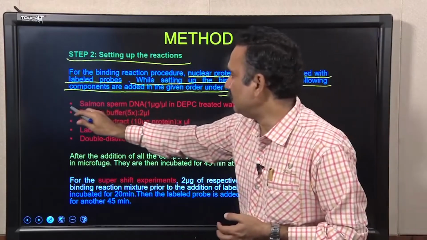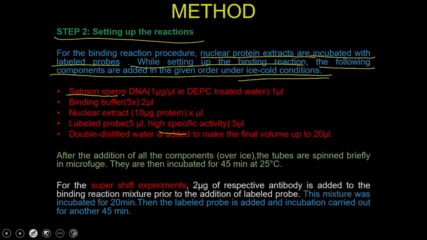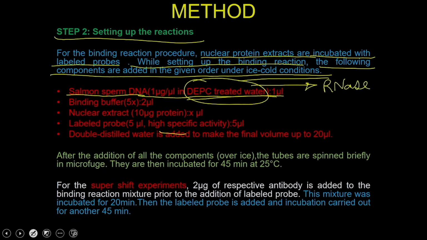So, what you need is the salmon sperm DNA, which you are going to prepare in DEPC treated water. DEPC treated water is water which is free of RNases, so that there will be no degradation of the RNA if at all RNA is present, because that is going to mask the signal you are going to get from the DNA. Then you also need the binding buffer. The composition of the binding buffer has already been given in the previous slide.